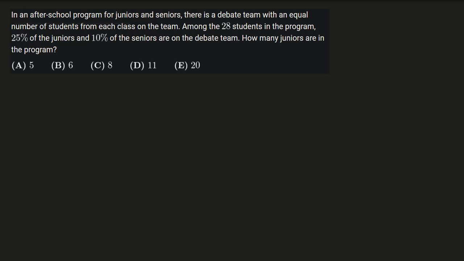Let's look at this problem. In an after-school program for juniors and seniors, there is a debate team with equal number of students from each class on the team. Among the 28 students in the program, 25% of the juniors and 10% of the seniors are on the debate team. How many juniors are in the program?